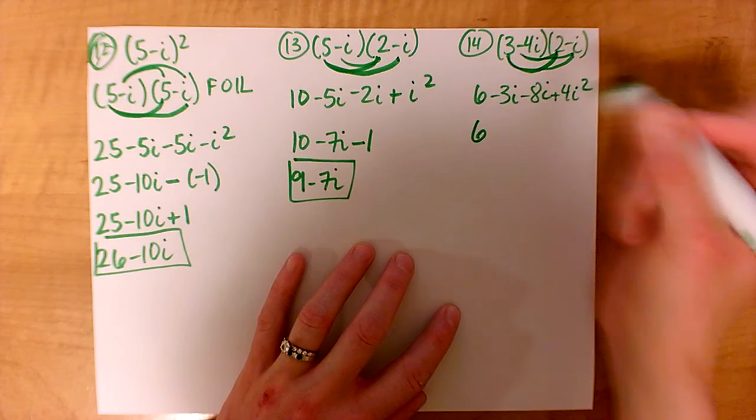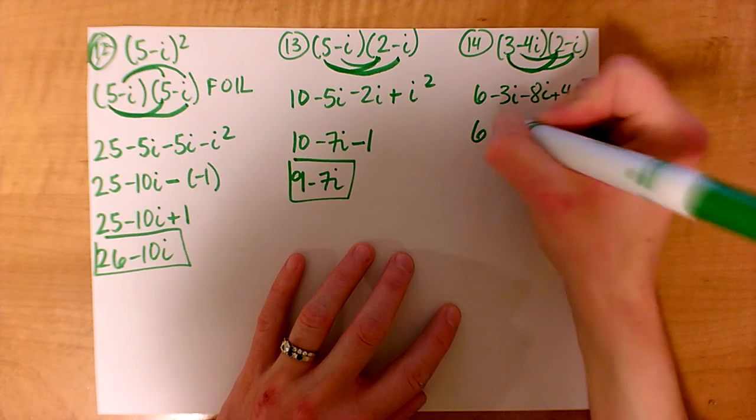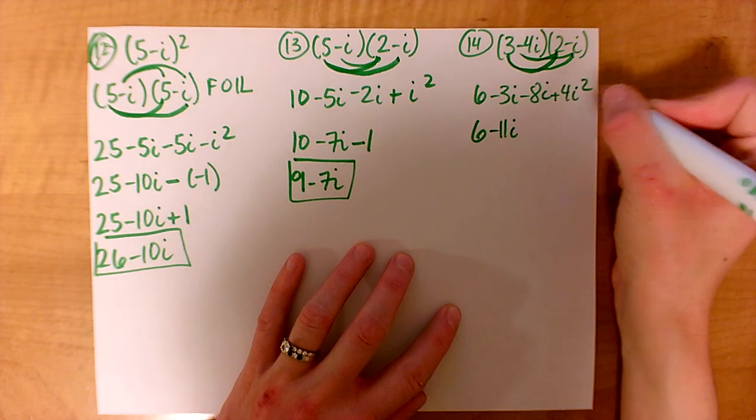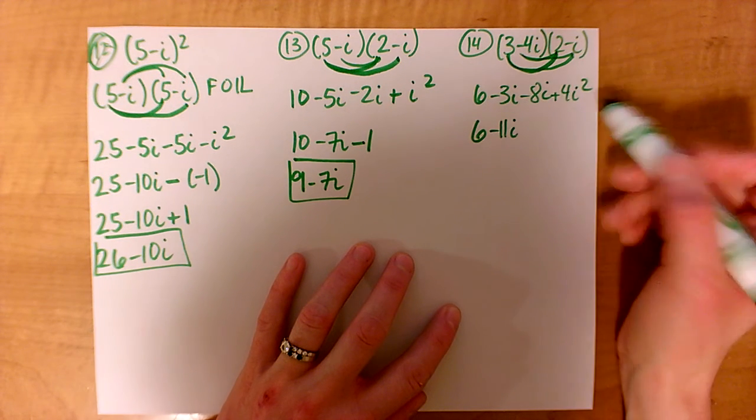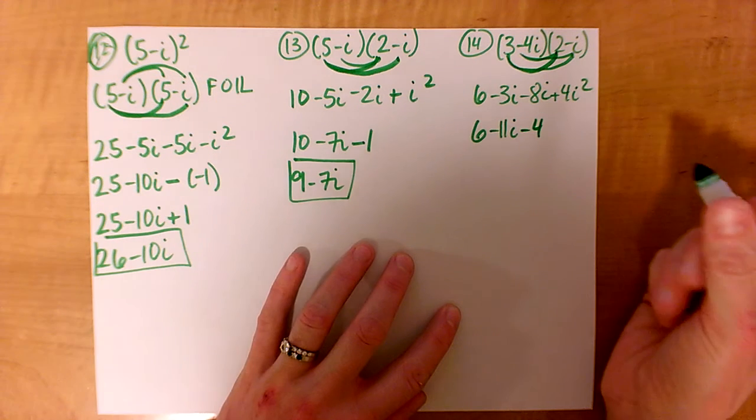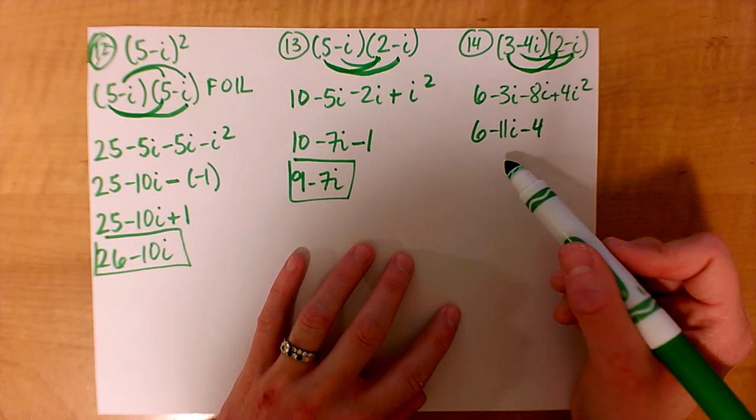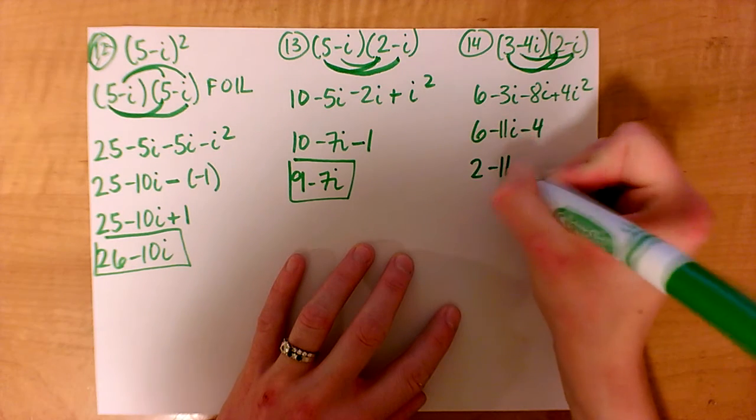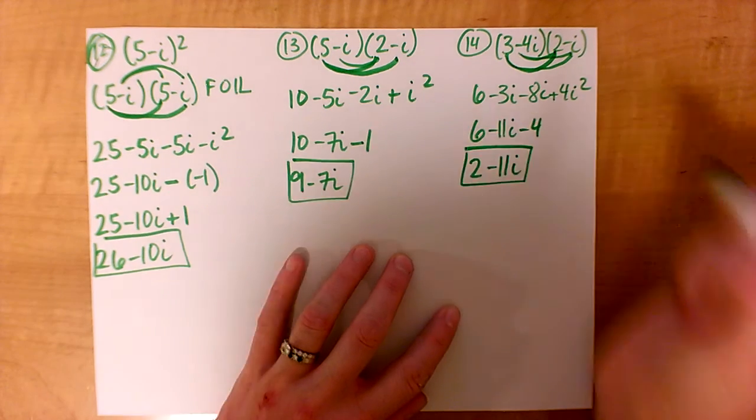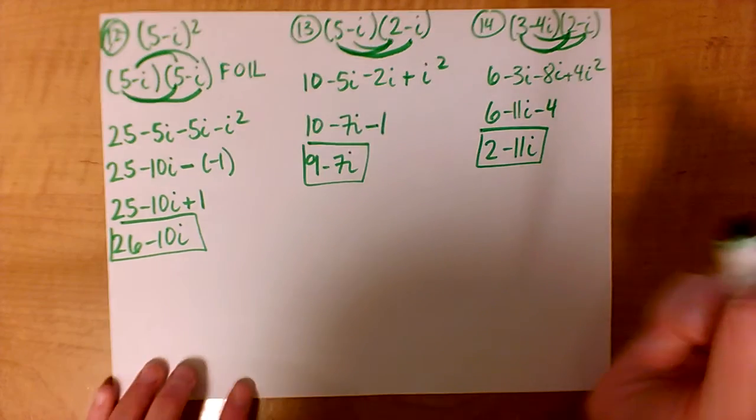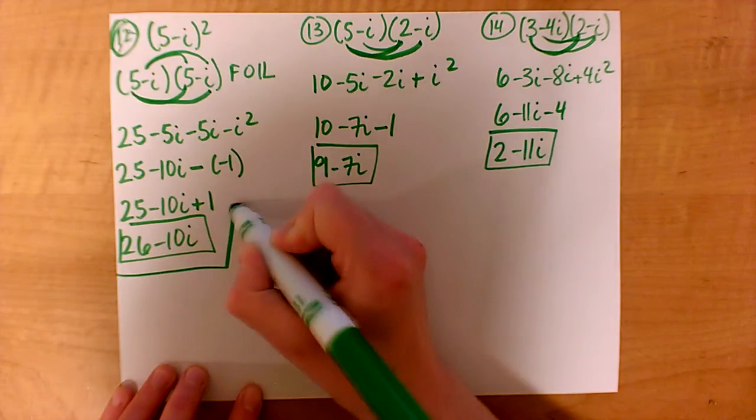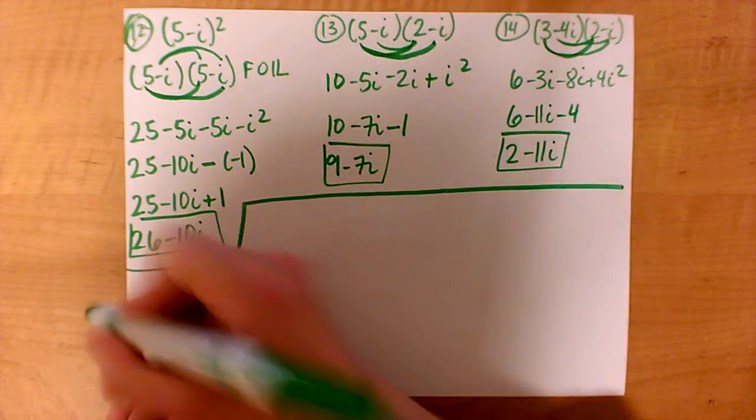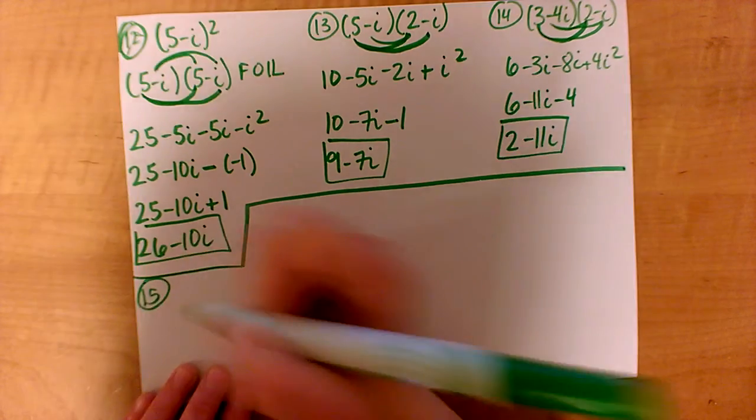So simplifying this, I'll have 6, negative 3 minus 8, that'll be negative 11I, and then plus 4I squared. Well, I squared is a negative, so that'll be negative 4. So combining like terms, 6 minus 4 is 2, and then I have my minus 11I, so our answer is 2 minus 11I. Let's go on to 15.